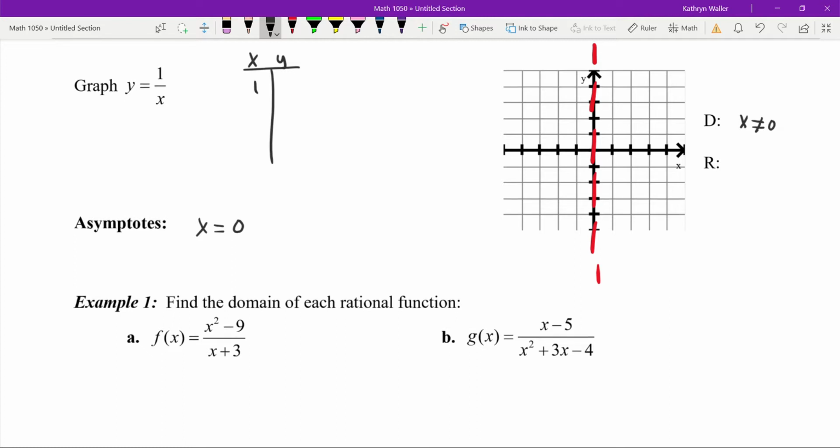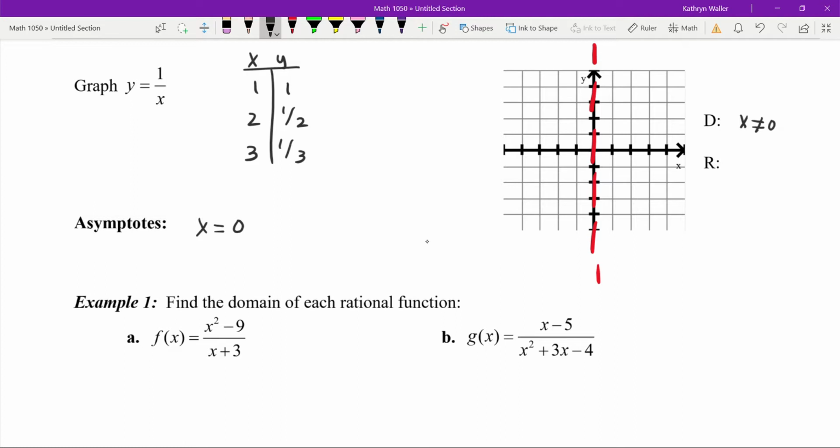What if x was a 1? Then y would be 1 over 1, which is 1. What if x was a 2? Then y would be 1 over 2. What if x is a 3? Then you'd have 1 over 3. We're going to stop right there, and now we're going to plot those points.